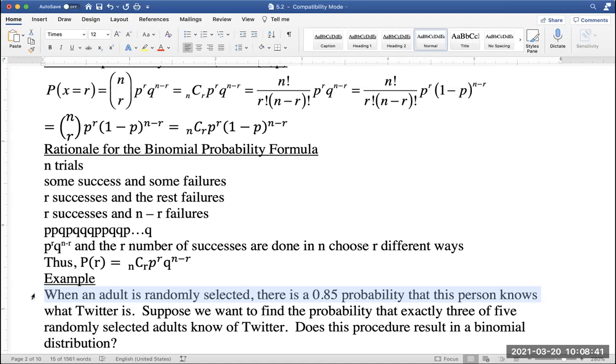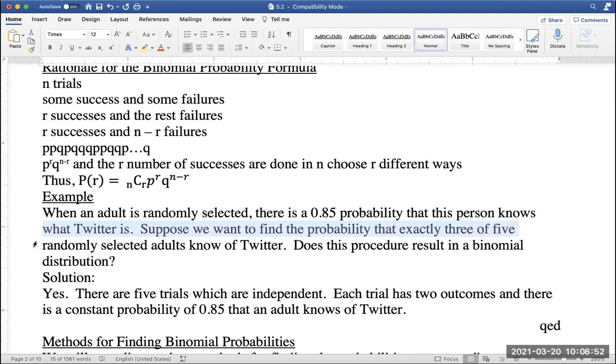Okay, when an adult is randomly selected, there is a 0.85 probability that this person knows what Twitter is. Suppose we want to find the probability that exactly 3 of 5 randomly selected adults know of Twitter. Does this procedure result in a binomial distribution? Well, let's see. I have to have a fixed finite number of independent trials. I have here 5, so that is a fixed finite number of trials. They're randomly selected, so they're independent. So yes, there are 5 trials which are independent.